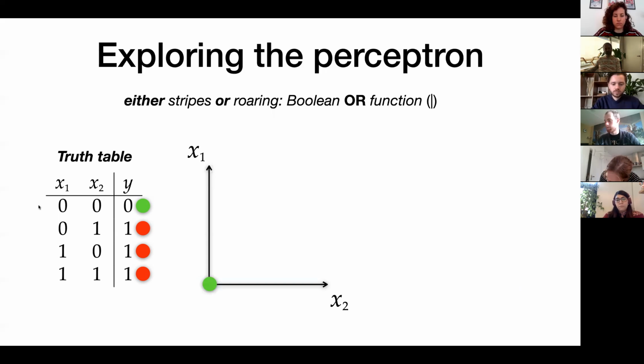Now, I'm assuming that that's clear. Only if the x's are both 0, our output is going to be stay. Otherwise, we're going to run. We're going to run a lot, I can tell you.